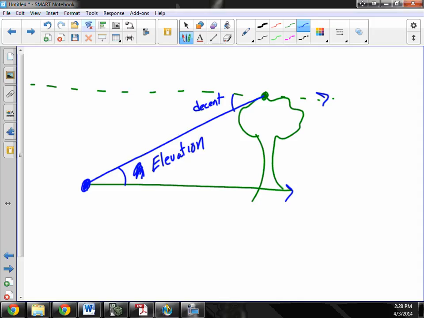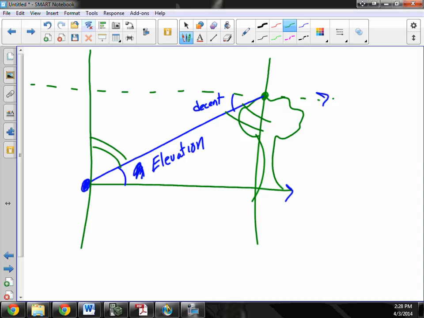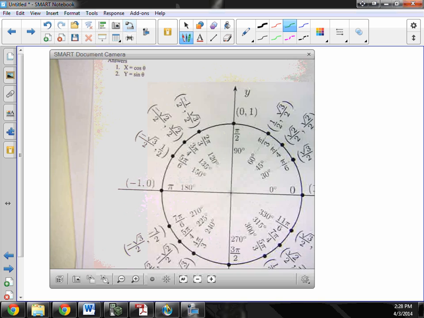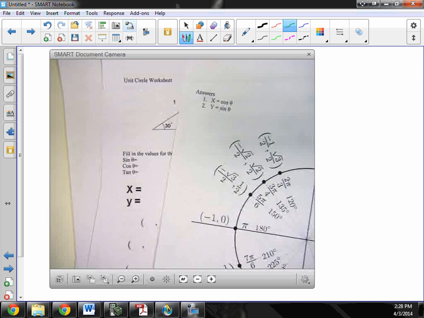So angle of elevation is from flat up. Angle of descent is from flat down. Okay? And if you just happen to draw right angles here, then you find out that these two angles are the same length or the same rotation, even though they don't have a particular name, at least not one that I know of. Okay? So, let's look at problem number 1. It's not too bad.